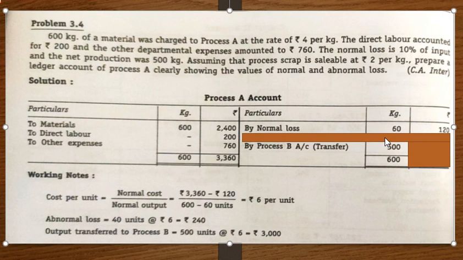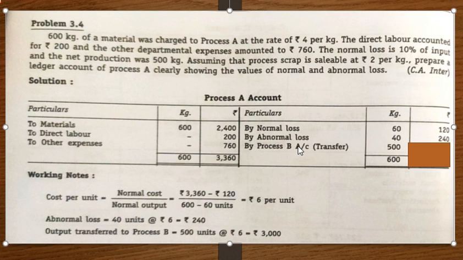So how much is the difference? 600 minus 560 minus 500, which will give you the difference 40. So you will be writing it as by abnormal loss. So your abnormal loss is 40. So how did you get 40? 600 minus 60 and 500. The difference is 40. So for this we need to find out the value.